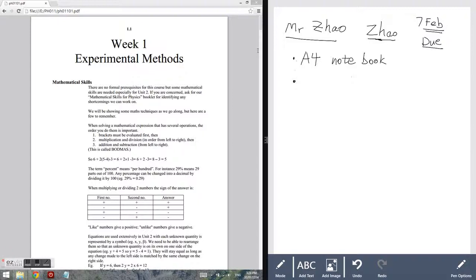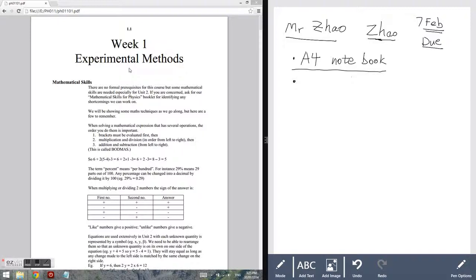Before we start with any physics, I need you to have an A4 notebook, because physics is a difficult subject. I expect you to write down some notes while watching my videos every week. Now, let's go to the week 1 notes.